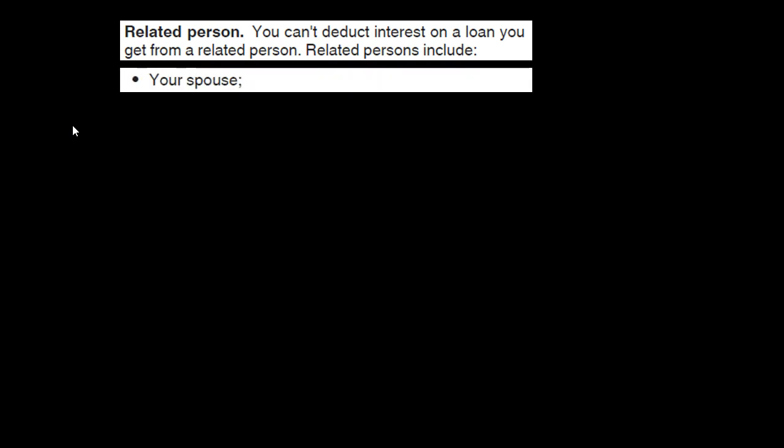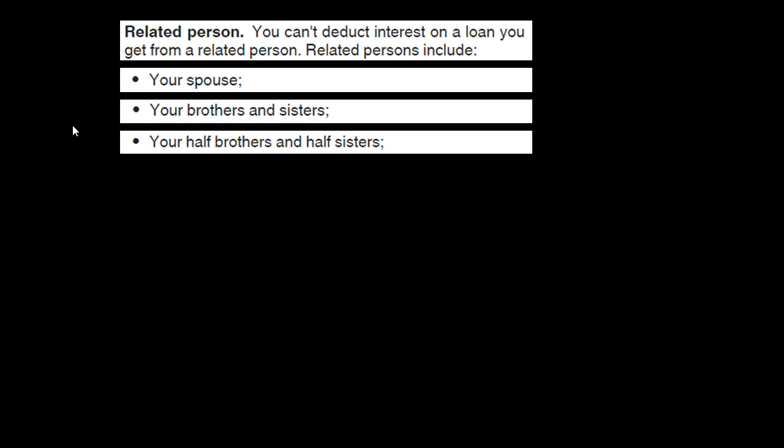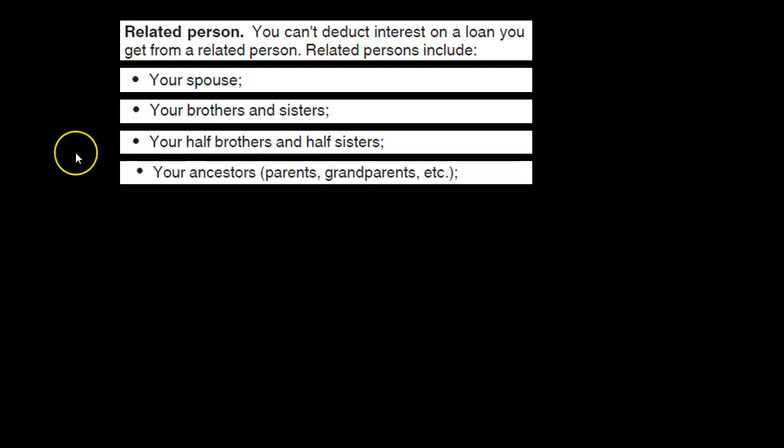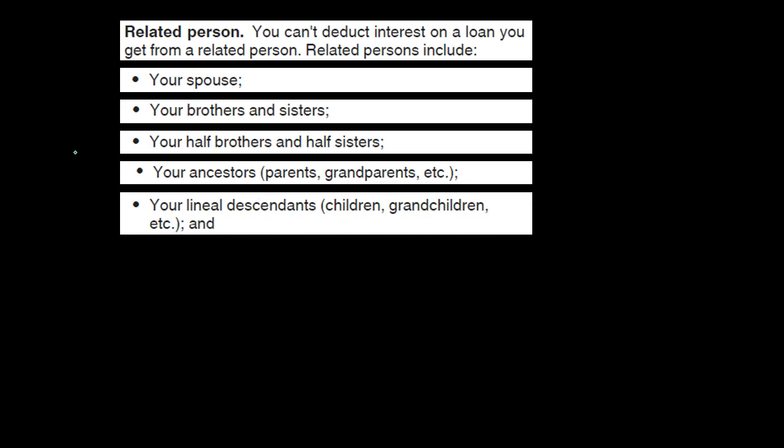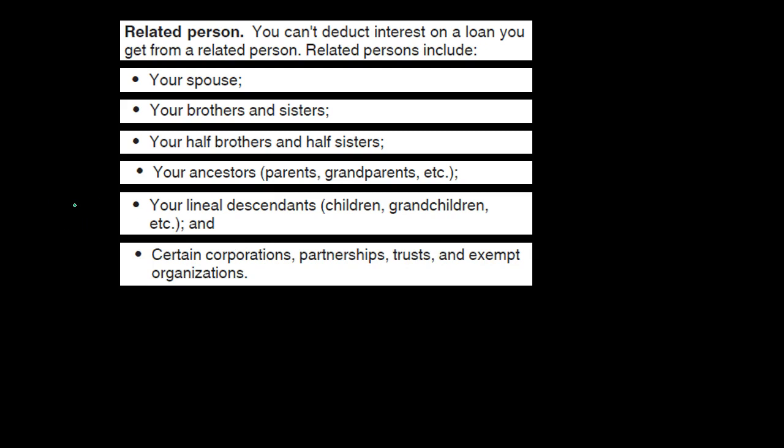A related person. You can't deduct interest on a loan you get from a related person. Related person includes your spouse, your brothers and sisters, your half-brothers and half-sisters, your ancestors (parents, grandparents, etc.), your lineal descendants (children, grandchildren), and certain corporations, partnerships, trusts, and exempt organizations.